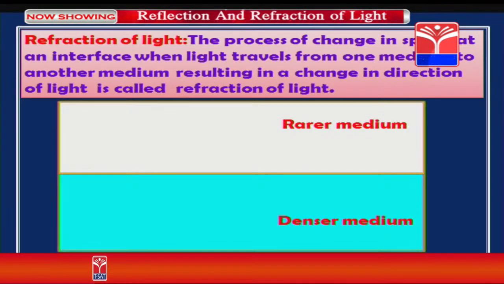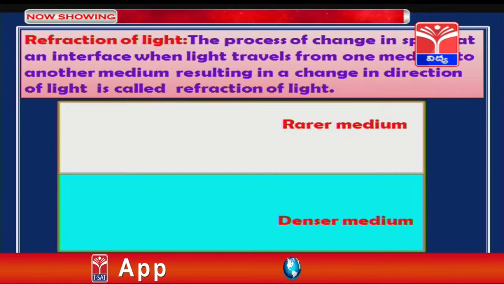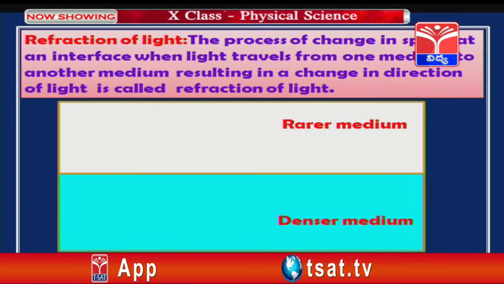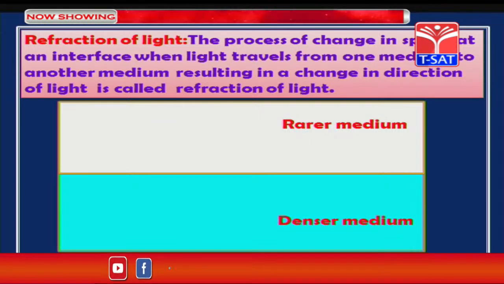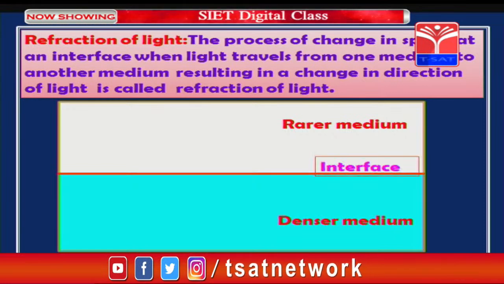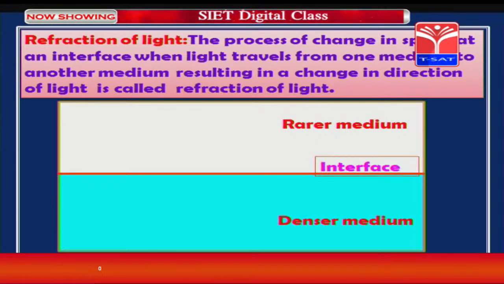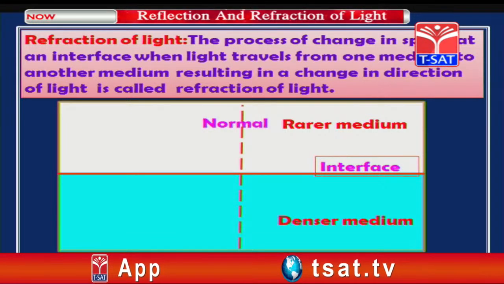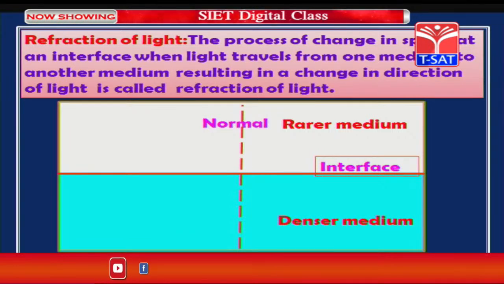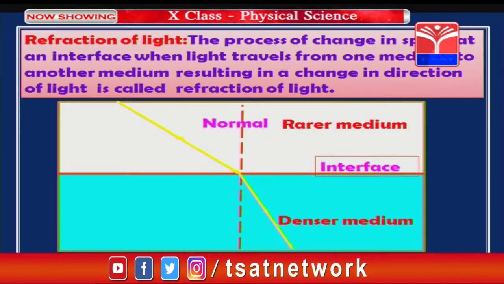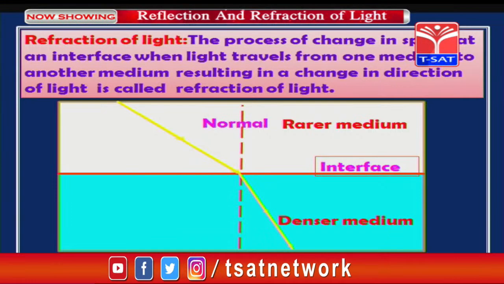Here we took two media. One is the rarer medium, which is in white color, and the second one is the denser medium, which is in light blue color. Here the interface is a separating line between the two media. This is the normal, a perpendicular drawn to the interface. When light travels from rarer medium to denser medium, here we can see it bends towards the normal.